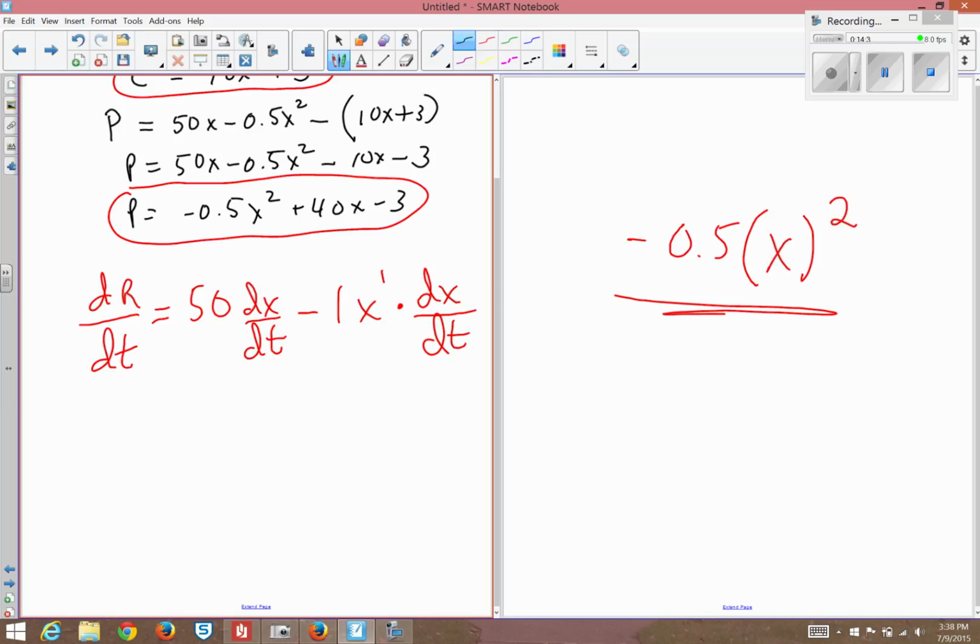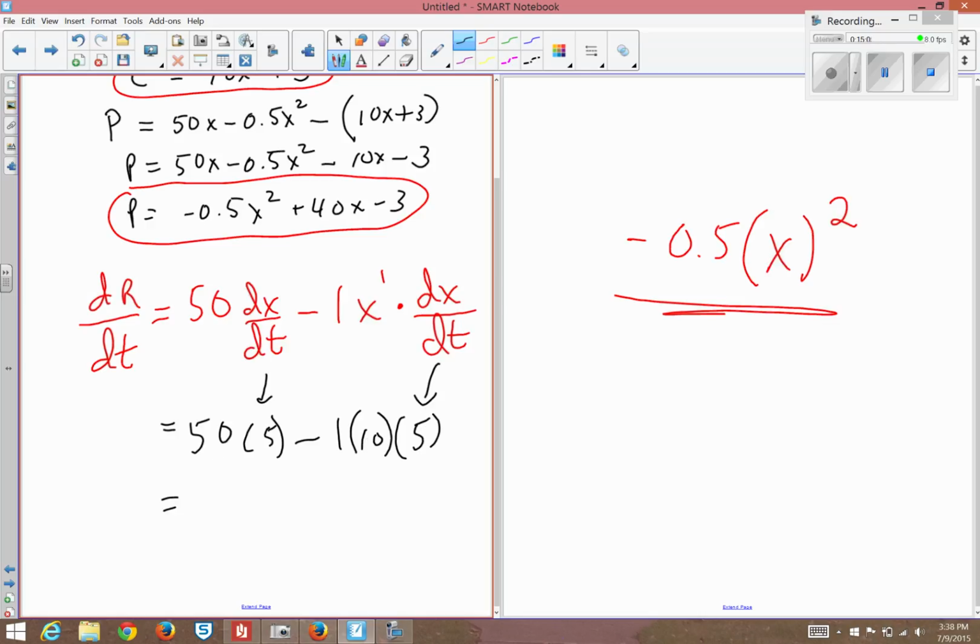And now we're going to finish this question by seeing that it's asking for this derivative when x is 10. So it does say find the derivative of the revenue with respect to time, but it says when dx/dt is 5. I'm just getting this from the question. And x is 10. dx/dt is 5.